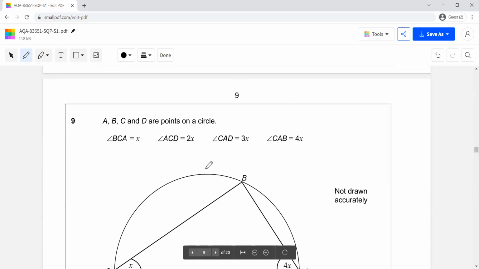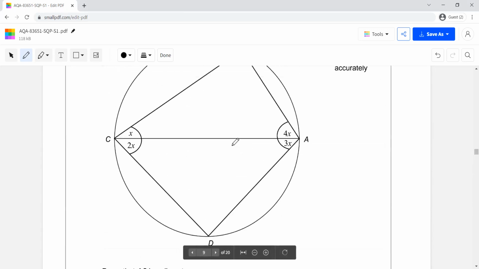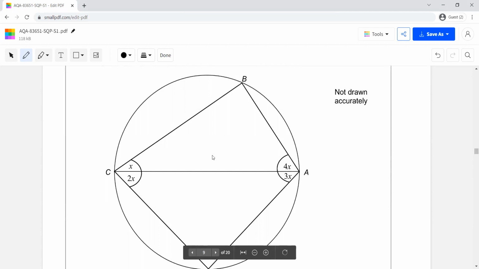Question 9. A, B, C and D are points on a circle. Angle BCA is x, angle ACD is 2x, angle CAD is 3x, and angle CAB is 4x. Prove that AC is the diameter. So how are we going to prove this?